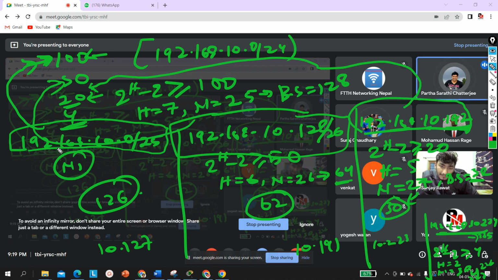I think h should be 3 here. Yes, h should be 3. So n will be 29. If n is 29, then the block size will be 8. Right? The block size will be 8. So the next network will be 10.230.